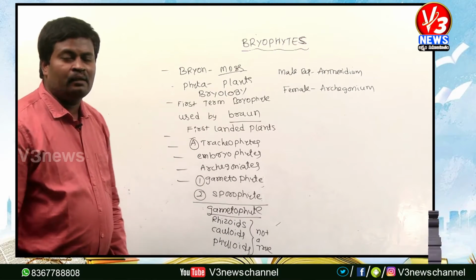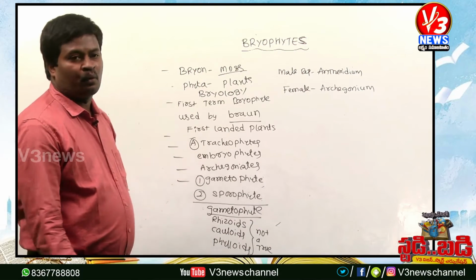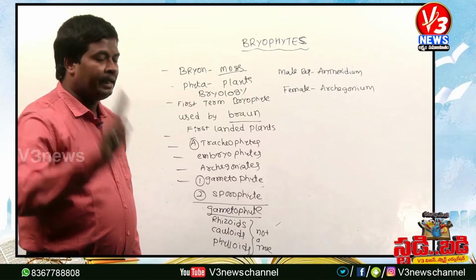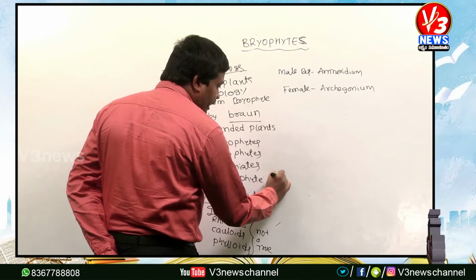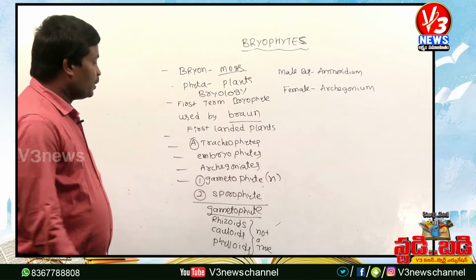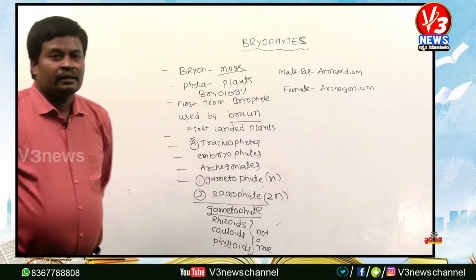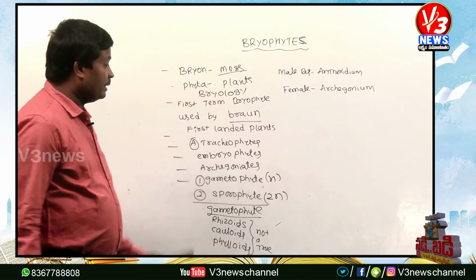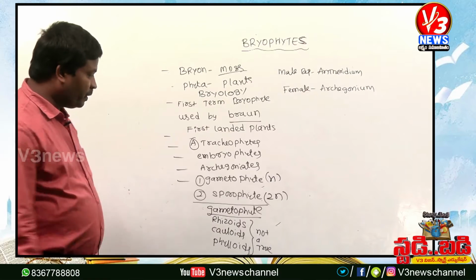Very important, children: in bryophyta there are two stages present. How many stages? Two stages. What are the two stages? Gametophyte and sporophyte. Gametophyte is always haploid, the symbol of haploid is n. Sporophyte is diploid. So in bryophyta, the dominating stage is the gametophyte, followed by the sporophyte.